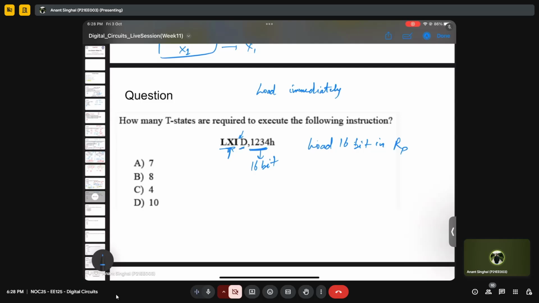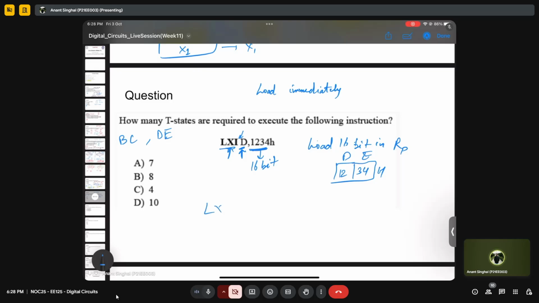D means, whenever there is a 16-bit value, there is always a memory or register pair. Since every register is 8 bit, D means we have a DE register pair. We have only two register pairs that can be used: one is BC and one is DE in the 8085 microprocessor. So basically, we need to load 1, 2, 3, 4 in the DE register pair immediately.